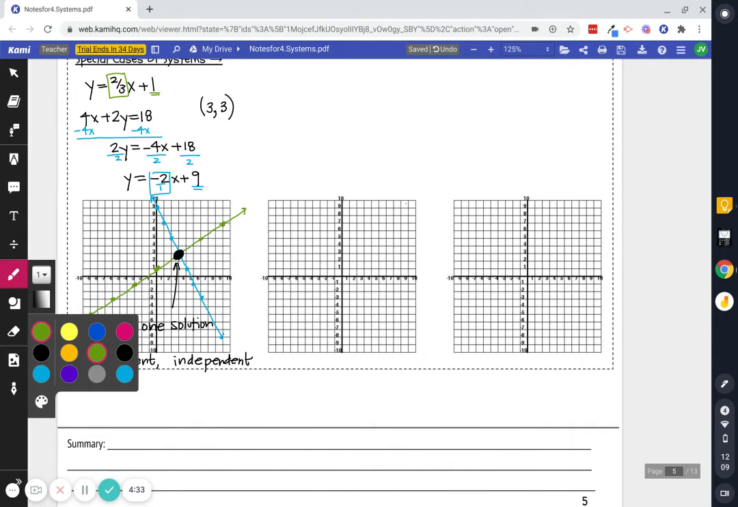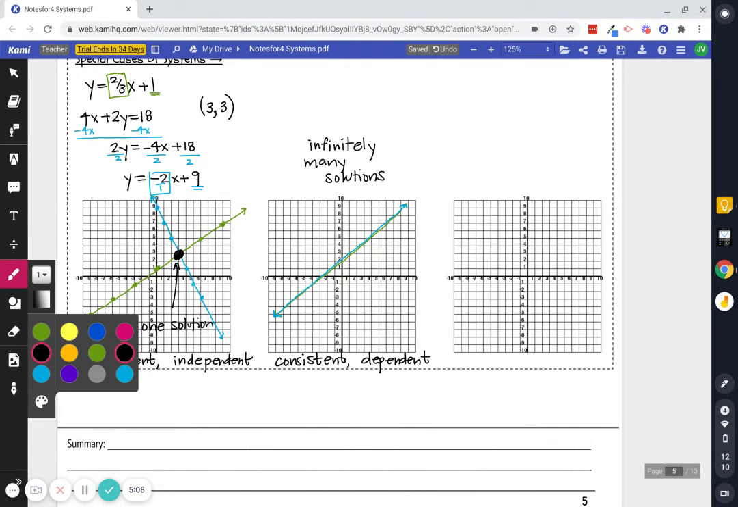So the first thing we might see is this. Here's a cute little line, and then I graph the next line, and they both line up perfectly on top of each other. That is called infinitely many solutions, because the two lines are exactly the same and they sit right on top of each other. That's called consistent, dependent.